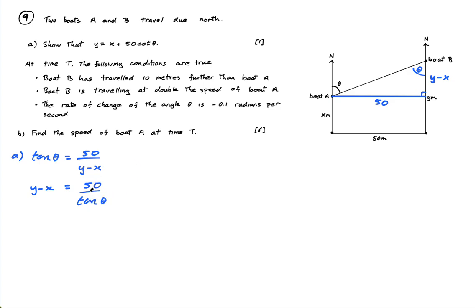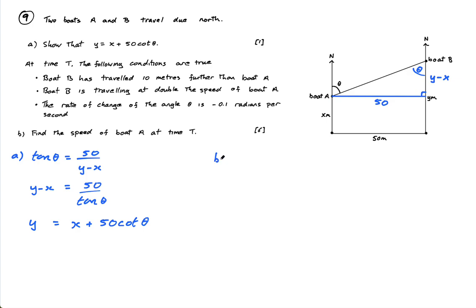50 over tan theta is 50 cot theta, by the way, guys. And if I add x to both sides, we get x plus 50 cot theta. So that's what cot theta is. It's 1 over tan theta. Okay, so that's shown fairly well. That's the easy part of the question.